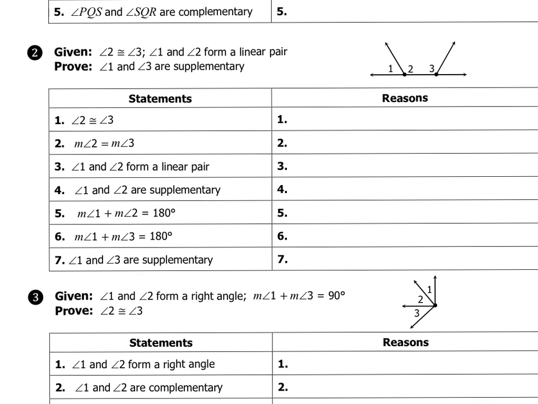Number 2, given angle 2 and angle 3 are congruent. Angle 1 and 2 form a linear pair, that I can see. So we're to prove that angle 1 and 3 are supplementary. The first one is always given, but I also like to look for what else is given and look down. In this case, step 3 is also given right here.